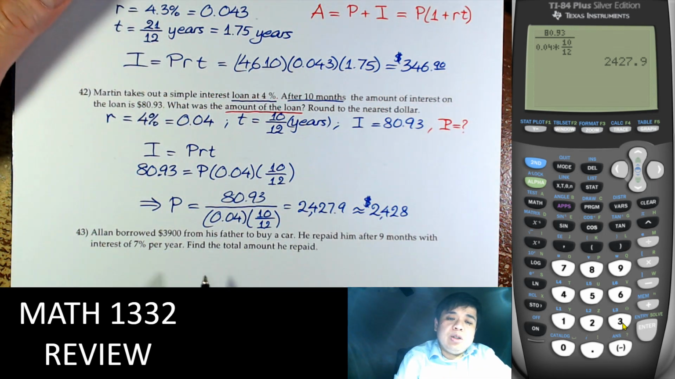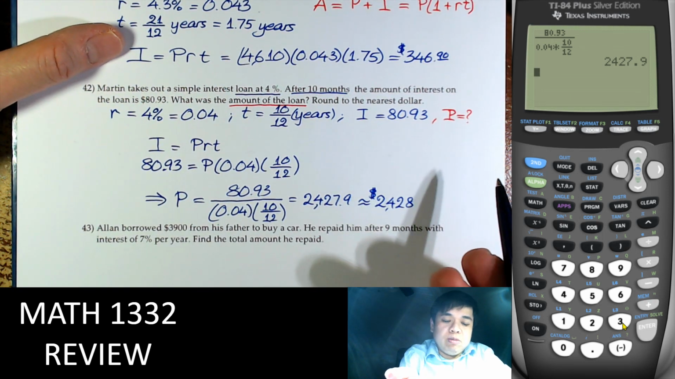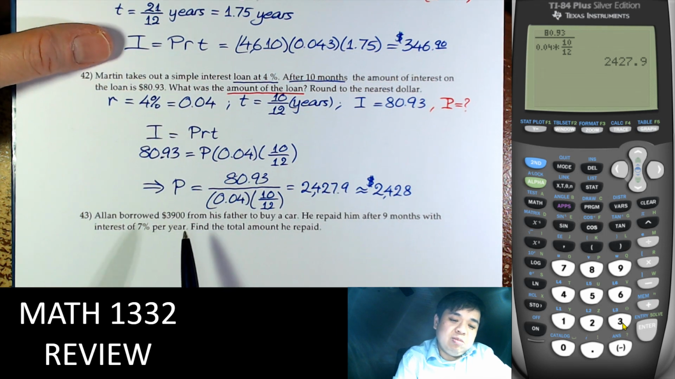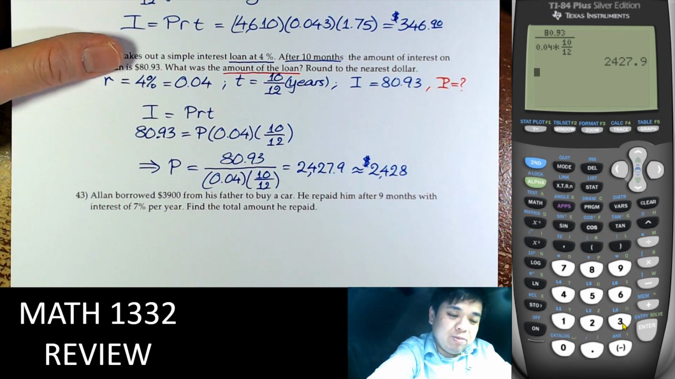Right, so just start with the formula, write out everything we know and what we're trying to find, and we just find it. Pretty much straightforward, right?